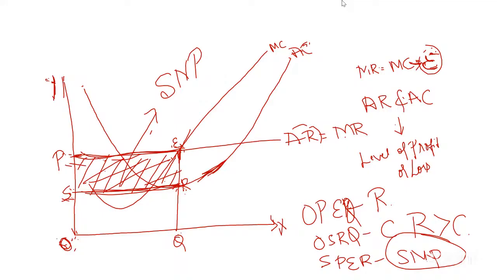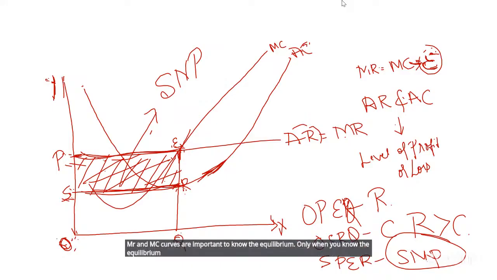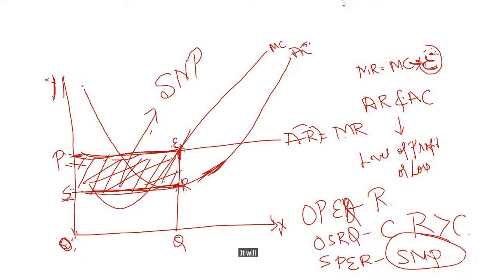Yes, ma'am. Always remember that MR and MC curves are important to know the equilibrium. Only when you know the equilibrium point, you will drag a line to the x-axis. That's when it will pass through the cost curve. That's how you get the cost concept. But AR and AC curves are important to determine the level of profit. Am I clear? Yes, ma'am.